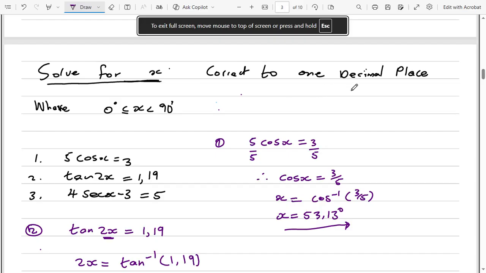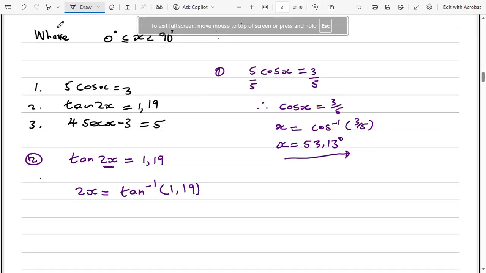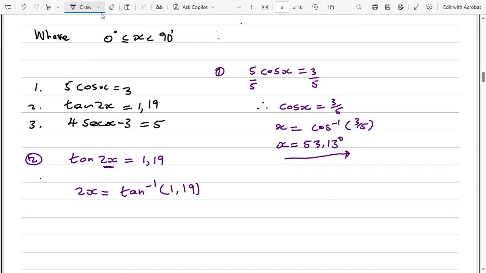49.96, but they said correct to one decimal place, so for the previous one this should be 53.13. Let's quickly fix this one. Rounding this to one decimal place, x is just 53.1.